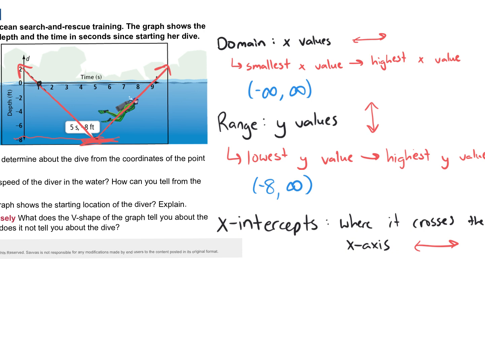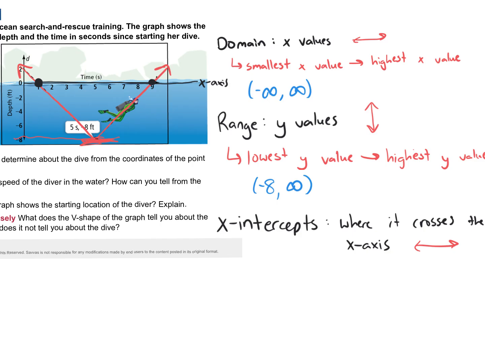Do you agree it crosses right here? Okay, where else does it cross? At 9, right? So here's our x-axis. It crossed at 1 and 9.